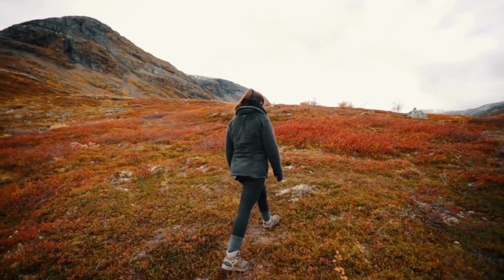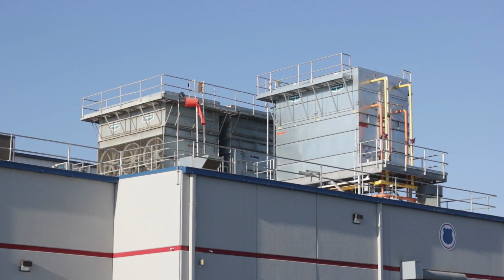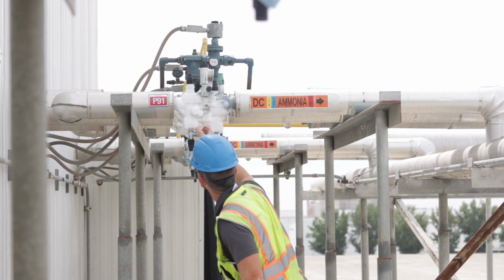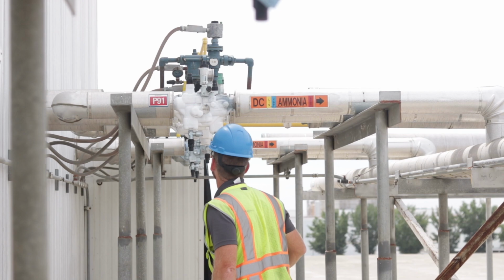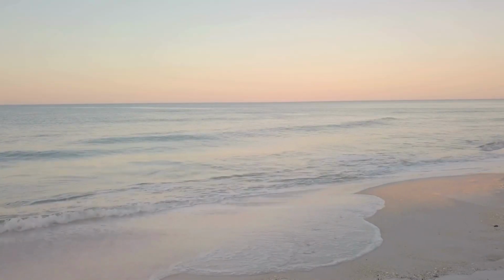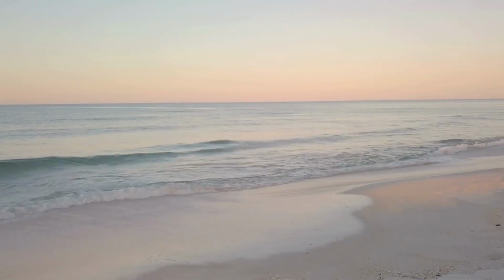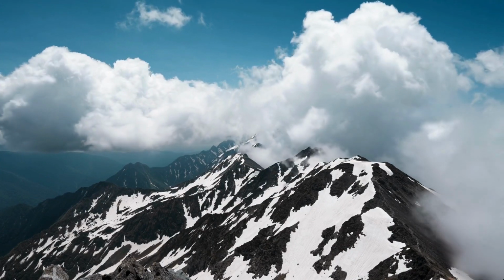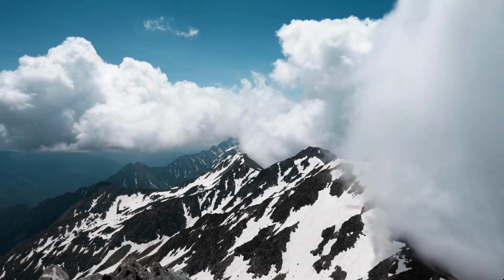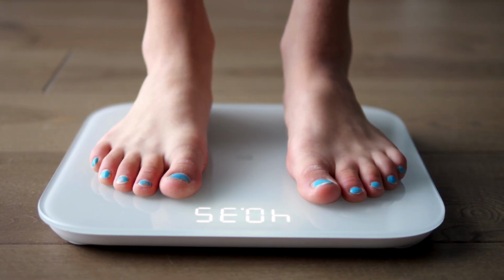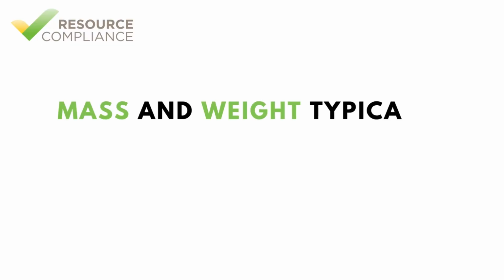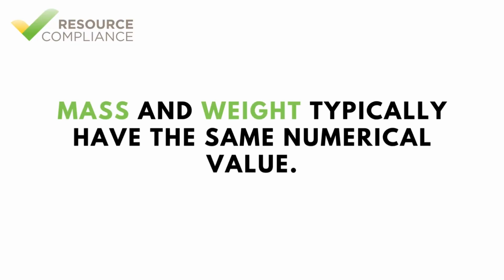Since refrigeration applications are employed on the Earth, the gravitational constant does not change substantially. We know this intuitively because our weight does not have a noticeable change when we are at sea level compared to the Rocky Mountains, even though the gravitational constant will be slightly less in the mountains. Mass and weight typically have the same numerical value.